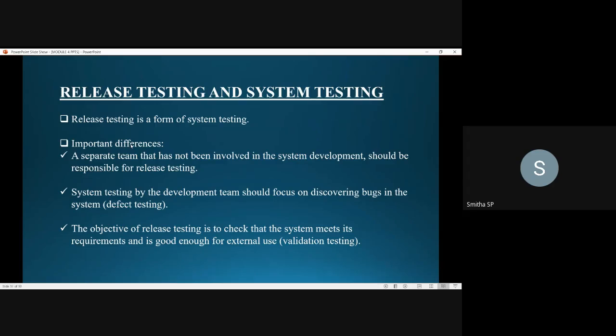In summary, release testing is performed by separate team members who are not involved in the software development, whereas the development team performs the system testing. System testing focuses mainly on discovering the bugs, so it is said to be defect testing. Whereas release testing checks whether the system meets the specification or not, so it is validation testing.